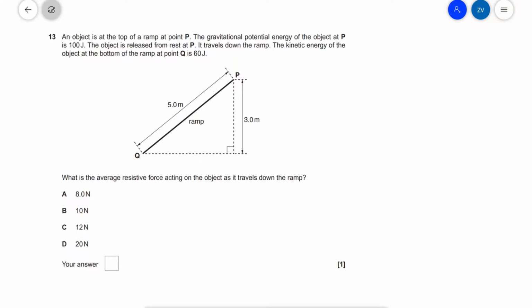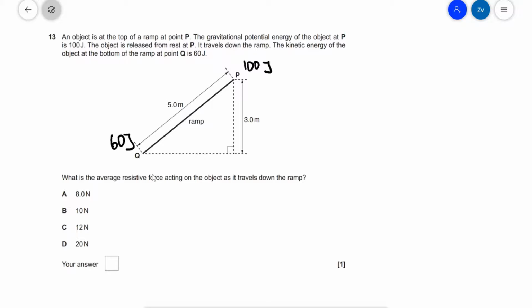Question 13. We have an object at the top of a ramp at point P, and then we know that the GP of that object over here is 100 joules. Then we release that and it travels down the ramp, and then at Q it has 60 joules. Okay, well, the kinetic energy of the object is 60 joules in particular, just down here. Calculate the average resistive force acting on the object as it travels down the ramp.